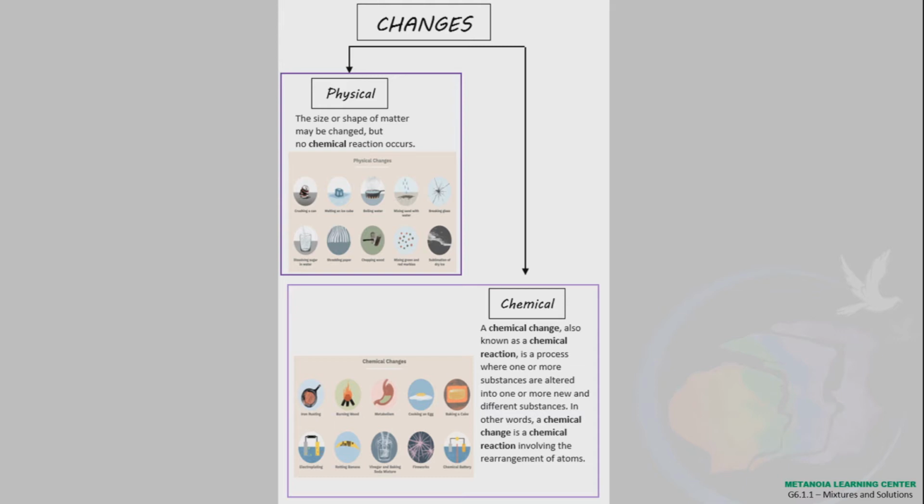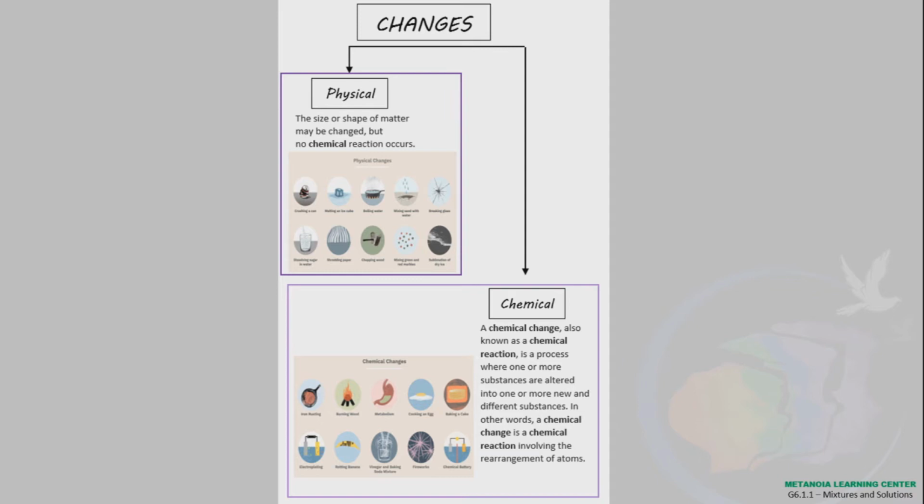Chemical change. A chemical change, also known as a chemical reaction, is a process where one or more substances are altered into one or more new and different substances. In other words, a chemical change is a chemical reaction involving rearrangement of atoms. Usually for a chemical change, the process is irreversible, which means we cannot undo the process. For example, if you burn a piece of paper, you cannot turn the ashes back to its original state. This basically means that the change is irreversible.